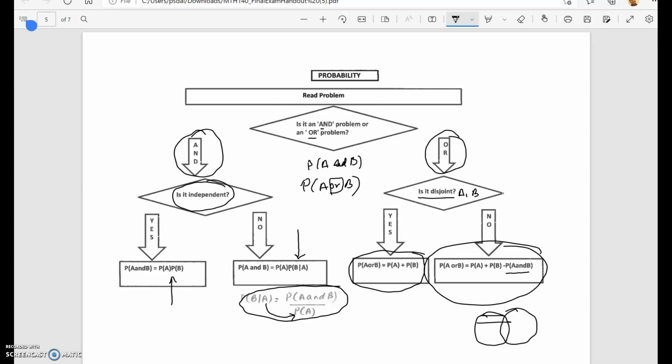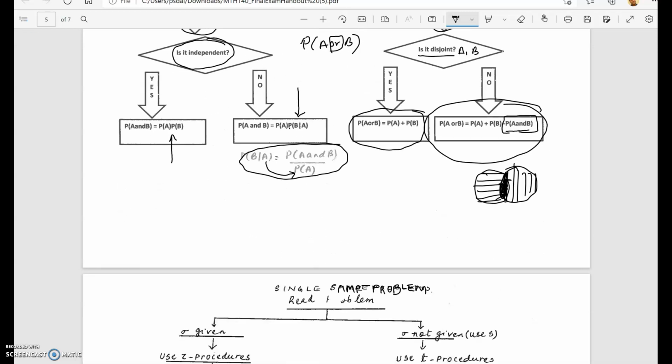So P of A is this. Notice that the overlap is counted once. P of B is this. We've gone over the overlap twice, and that's why this overlap has been counted twice. So if we subtract it once, then that kind of fixes the problem.